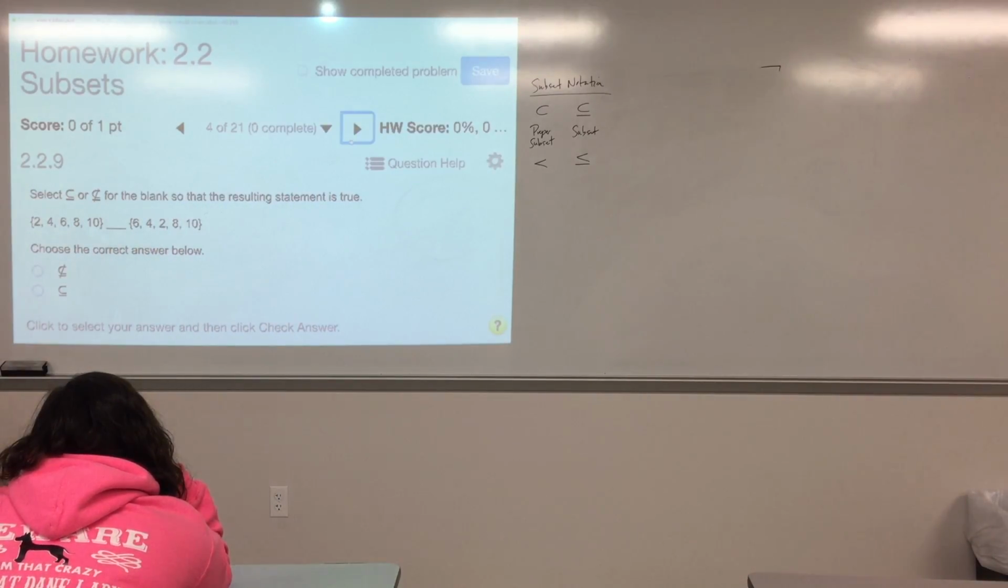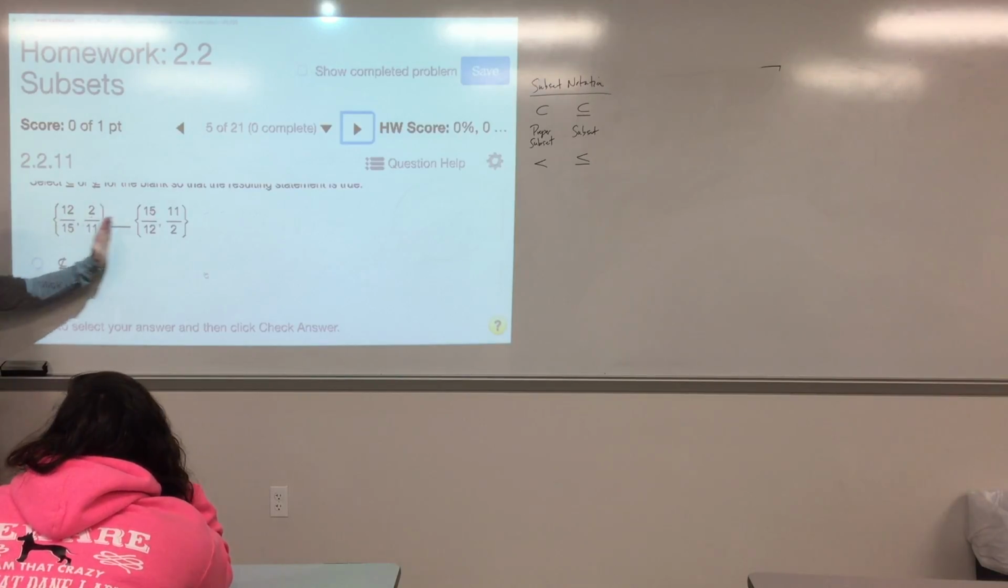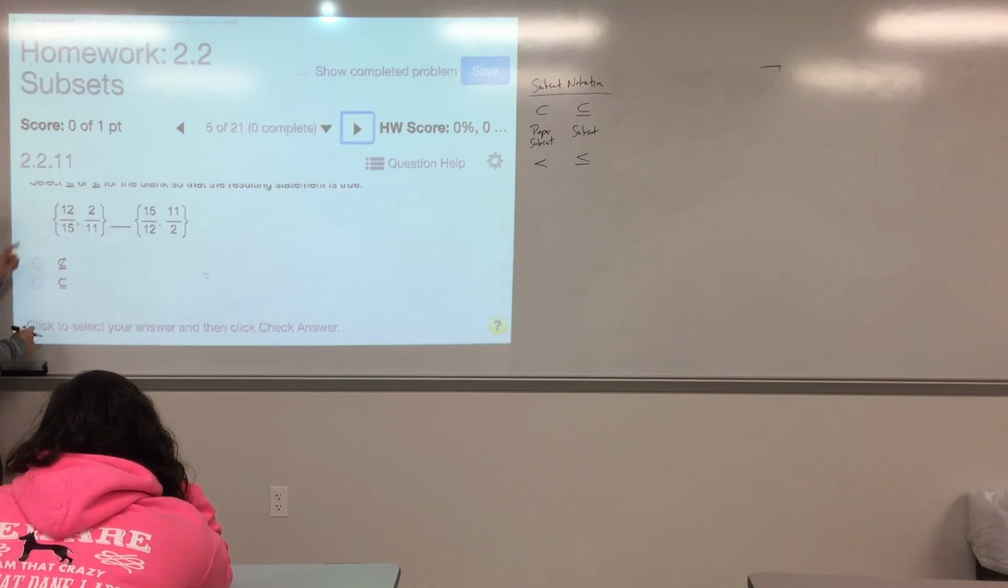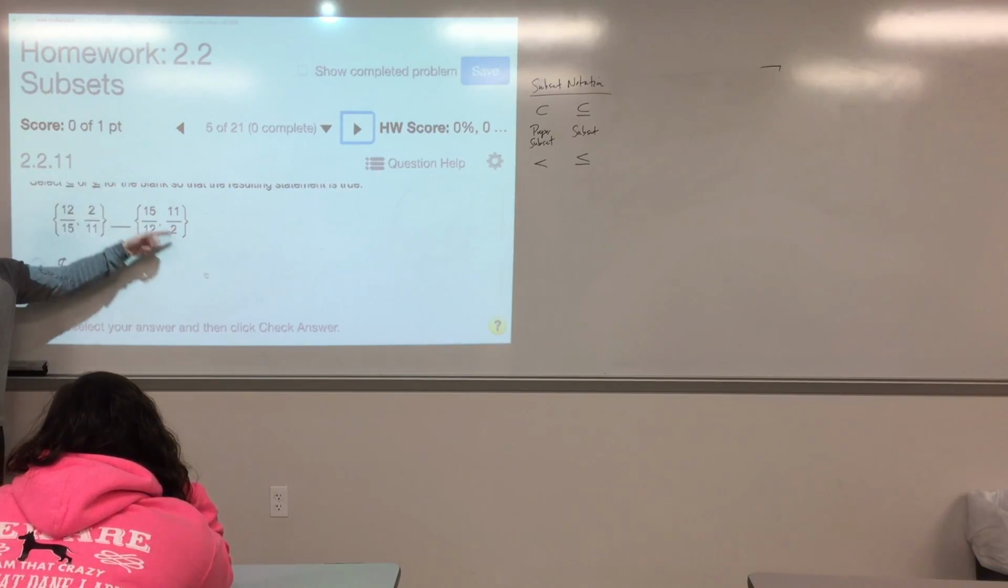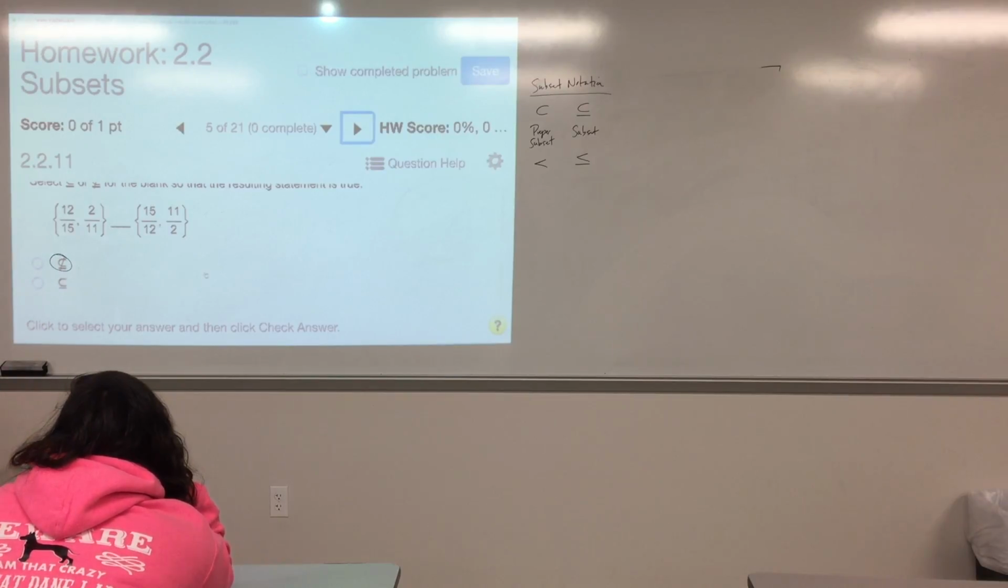Hopefully you're getting a little bit more confident with that, but we'll get better. Okay, how about this one? Subset or not a subset? It is not. And here's the thing. They have to be identical. It has nothing to do with transposing, reciprocals, anything like that. If there's a 12 over 15 here, there better be a 12 over 15 there. If there's a 2 over 11 here, there better be a 2 over 11 there. In this case, this is not a subset. Okay?